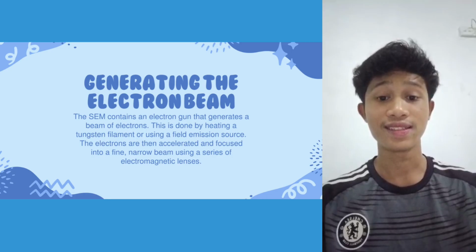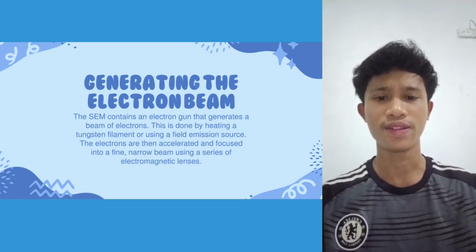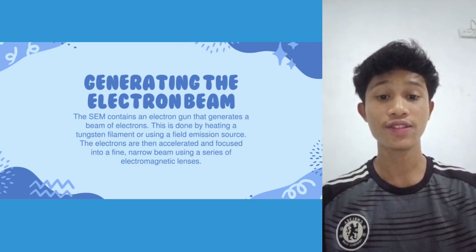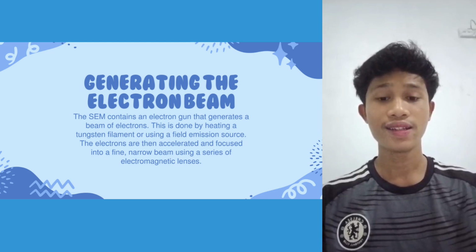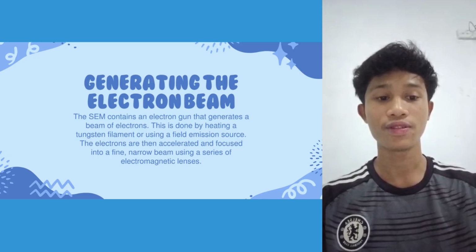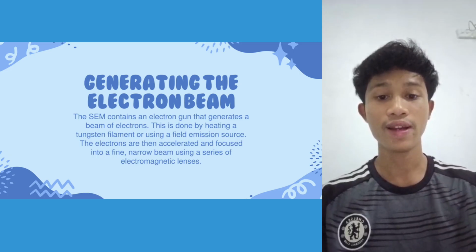So the first one is generating the electron beam. The SEM contains an electron gun that generates a beam of electrons. This is done by heating a tungsten filament or using a field emission source. Then the electrons are accelerated and focused into a fine, narrow beam using a series of electromagnetic lenses.